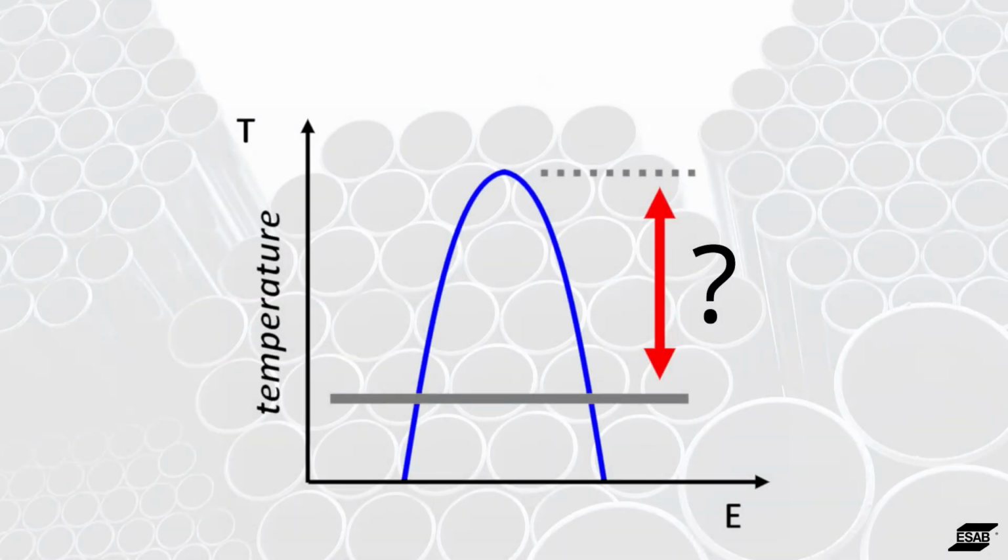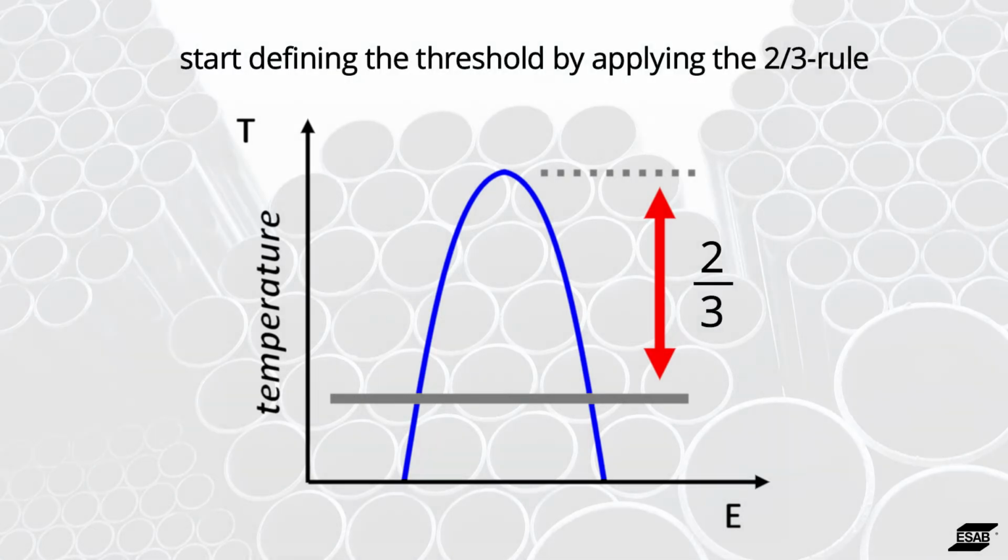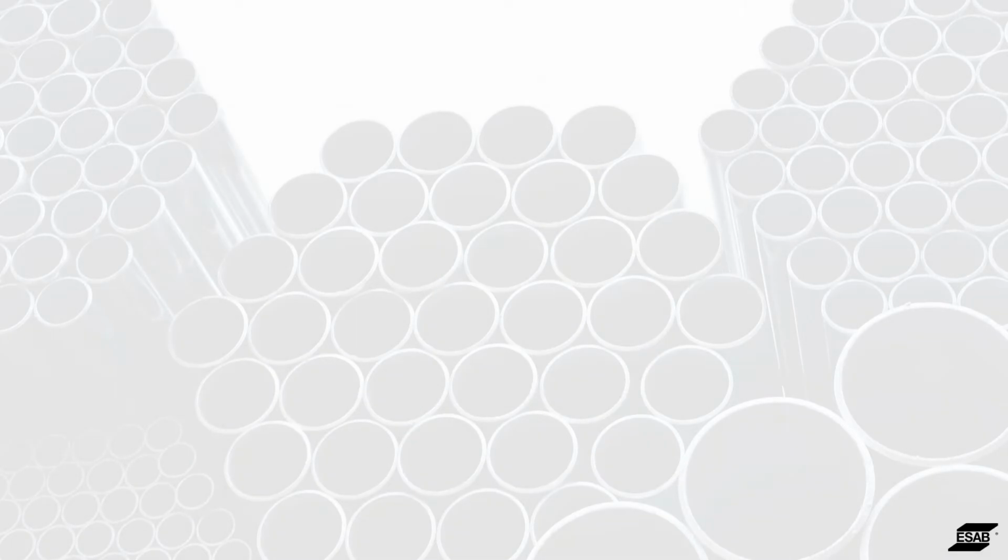When setting the threshold, it is recommended to apply the 2/3 rule. It means that the threshold should be set to a value where the upper 2/3 of the captured profile are used. This is a good starting point from where a fine-tuning can be performed.